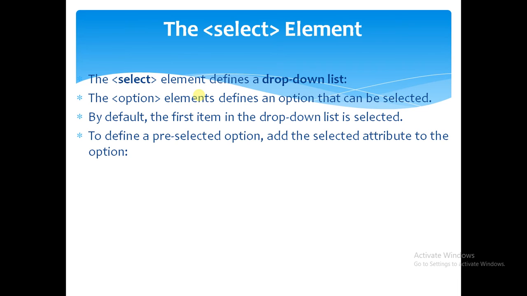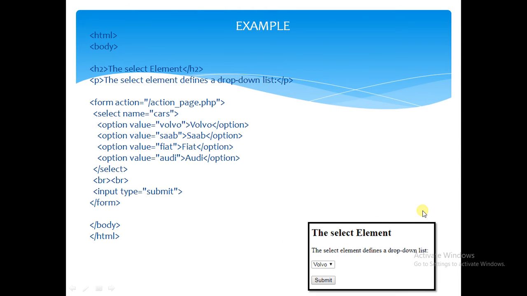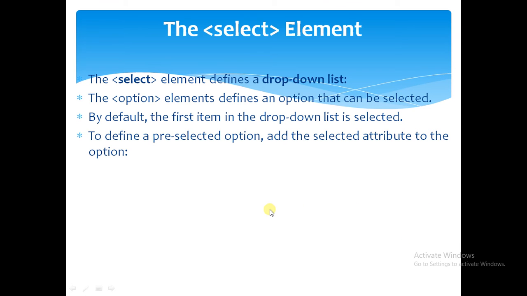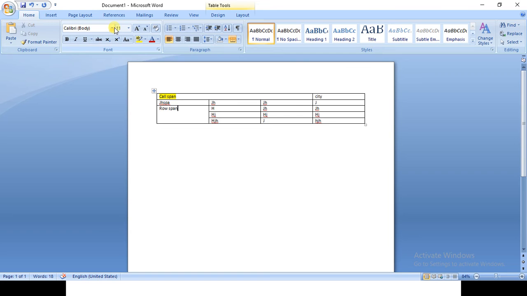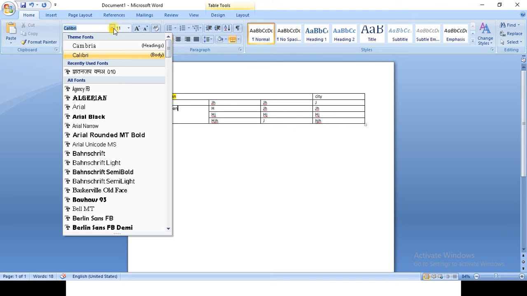And next we are talking about what is the select element. The select element defines a drop-down list. First we understand what a drop-down list is. This is a drop-down list. After clicking this button, many list items will open, and this is also called a drop-down list or combo box.